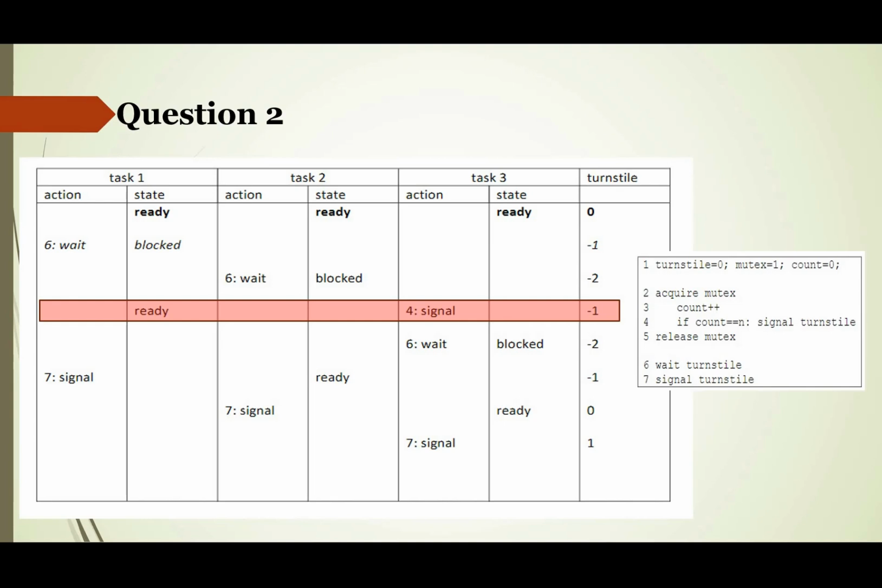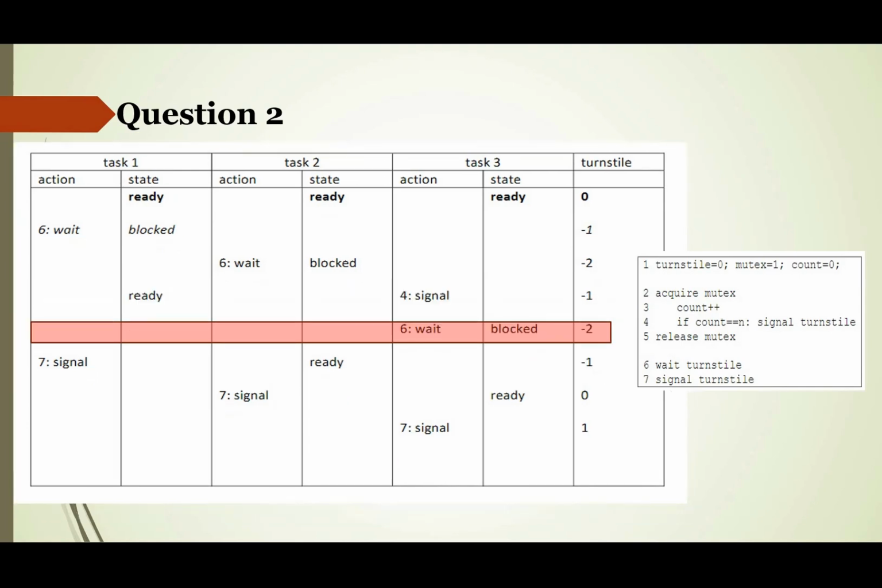So the state of task 1 will be changed from blocked to ready. Then it goes to the wait turnstile at line 6 in the source code. Again, the wait turnstile will decrement the turnstile by 1. So the new value of the turnstile would be -2. So the action would be wait. It unblocked task 1, and it itself goes to be blocked with the turnstile of -2. So basically in this case, -2 means that there are 2 tasks that are blocked at this point in time.